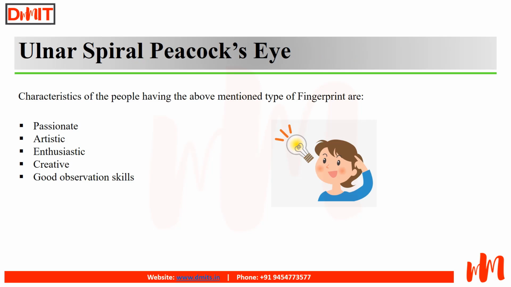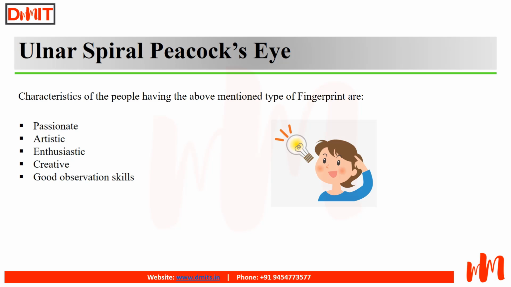Next is ulnar spiral peacock's eye. The traits seen in the people who have this type of fingerprint are that they are generally passionate in whatever they do, artistic, enthusiastic, creative, and they are seen to possess good observation skills.